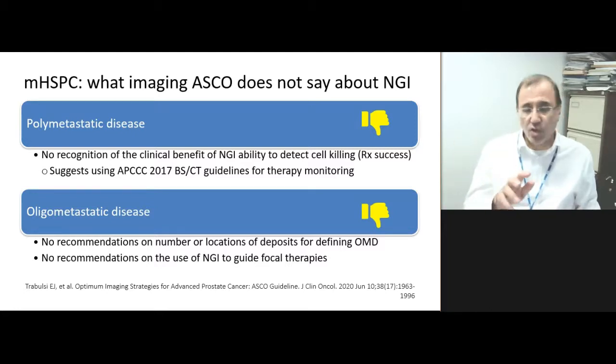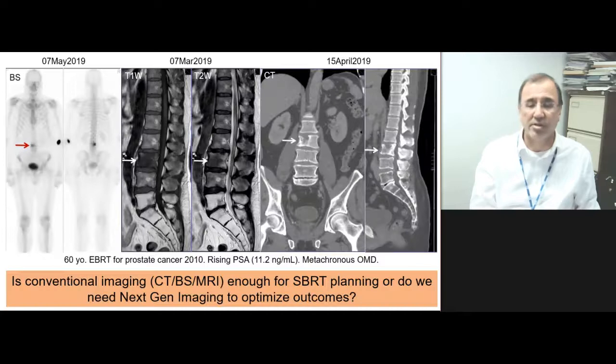It also makes no recommendations on the oligometastatic state, aside from the upgrading that we just talked about. It makes no recommendations on the number and locations of lesions, and it makes no recommendations on the use of next-generation imaging to guide focal therapies. So, for example, it continues to recommend the use of bone scans, CT scans, and morphological MRI for metastasis-directed therapy, saying that this is completely appropriate.